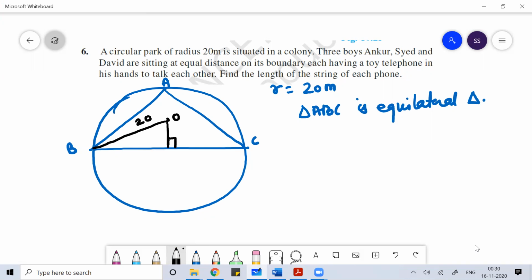If you draw a perpendicular, then this would be a by 2. You know that this is a by 2. This is a, this is a, and this would be 60 degree. In the case of an equilateral triangle, the circumcenter and the incenter all lie at the same point. So this is a by 2, and how will you find the length of the chord AD? This and this are equal.